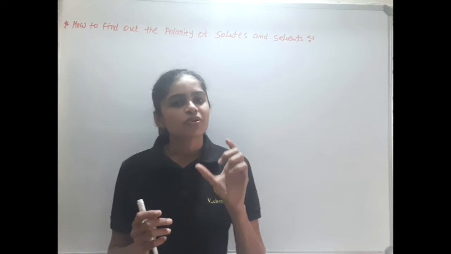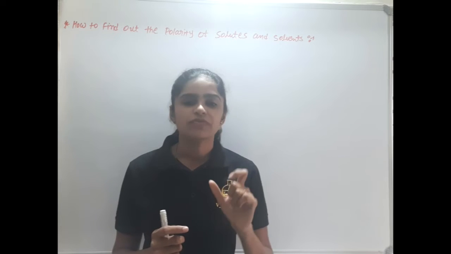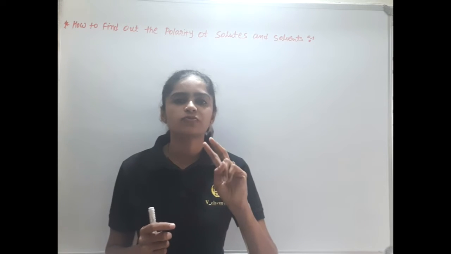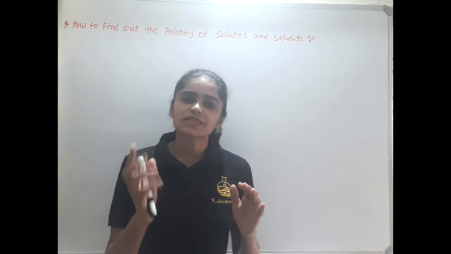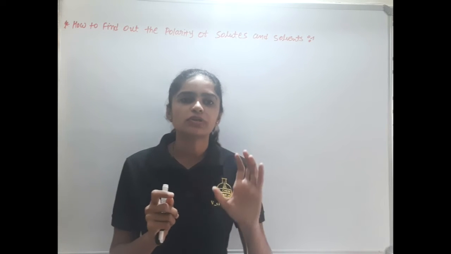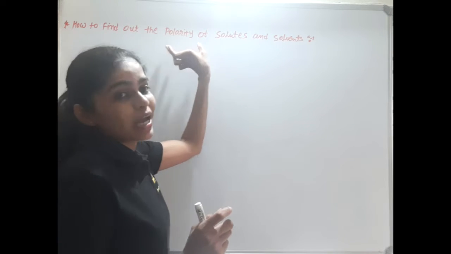Today we are going to discuss how to find out the polarity of the solvent and solute. First of all, what is the meaning of polarity, solvent and solute? We know that a solution is made up of two parts: one is the solvent and the second is the solute. The larger quantity is the solvent and the smaller quantity is known as the solute.